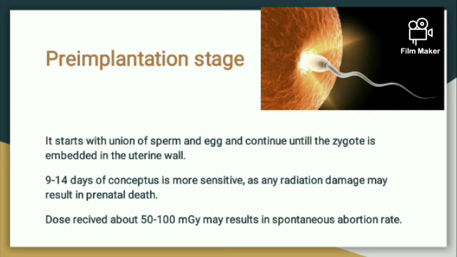Next, we will move to what is the pre-implantation stage. It is the stage when just the union of sperm and egg happens. That is the first mating date, and that date we will calculate as day one, until it forms the zygote and embeds into the uterine wall.